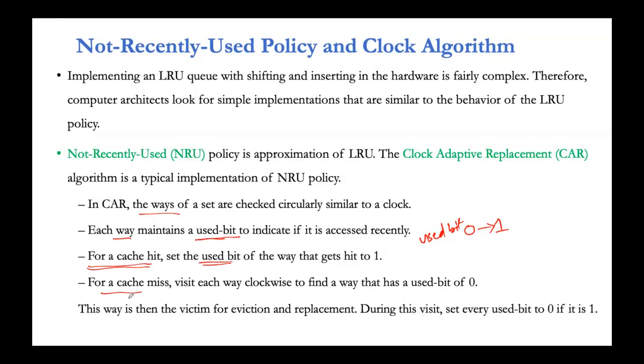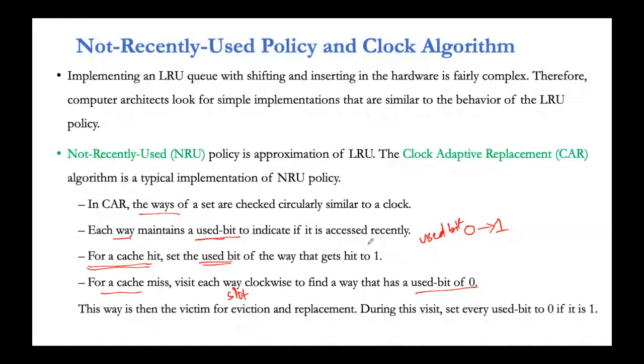visit each way or each slot clockwise to find a way that has a used bit 0. That means that way is empty. So you can bring the cache line from your main memory and load it in the cache in that way.